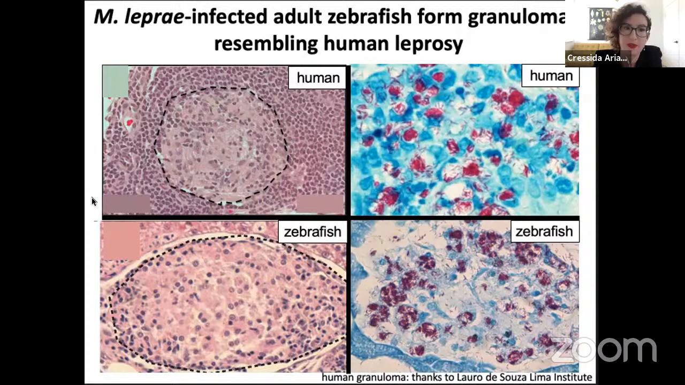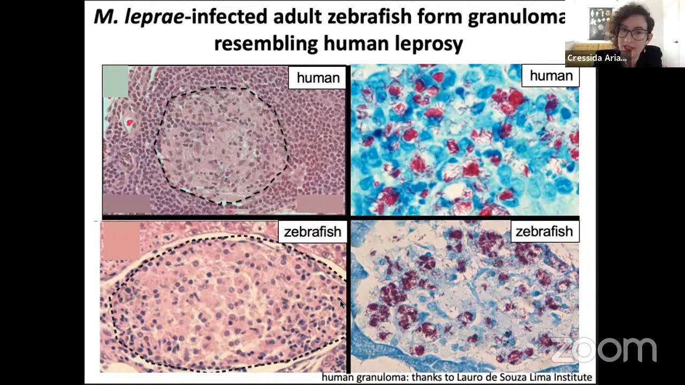So here you can see a human leprosy biopsy. And with this black line, I've demarcated the area of the macrophages in this granuloma. So you can see in zebrafish, they look quite similar in these M. leprae infected animals. However, there's fewer lymphocytes around the outside of the granuloma. So here in this human biopsy, there's a ton of lymphocytes around the outside, and that's quite typical. In zebrafish, we see fewer of those lymphocytes, although they are there.